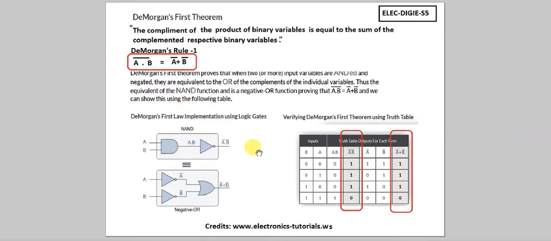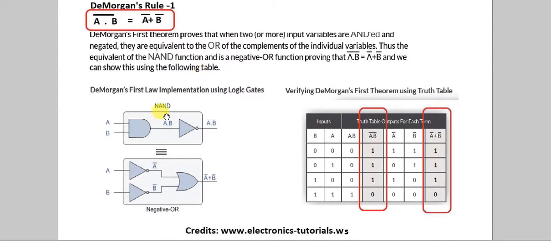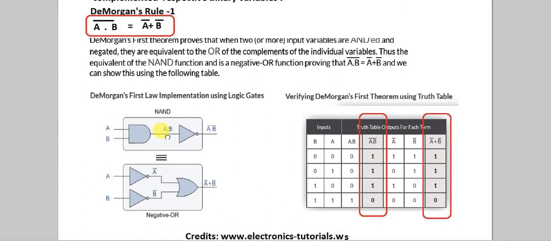This is a table. This is the equivalent circuit diagram. First we have the NAND gate, an AND gate with a complement: (A dot B) complement. Then we have the other one, A complement and B complement. So we have two inputs A, B, and their complements, A complement and B complement. Then we put an OR gate and we get A complement plus B complement.